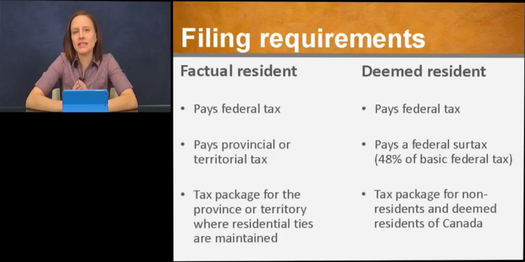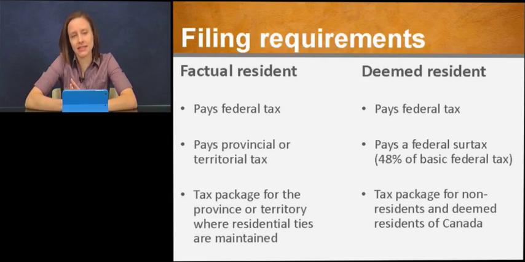Although factual and deemed residents are both subject to tax on their worldwide income, the way in which they are taxed is slightly different. Whereas a factual resident is provincially or territorially taxed, a deemed resident pays a federal surtax instead of provincial or territorial tax. The federal surtax is 48% of the basic federal tax.